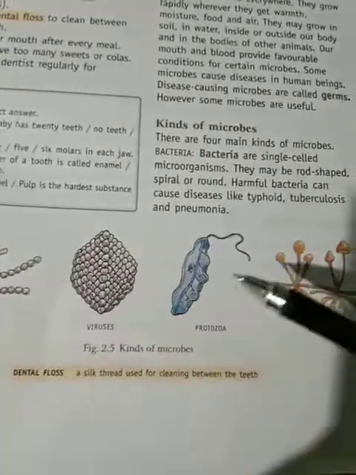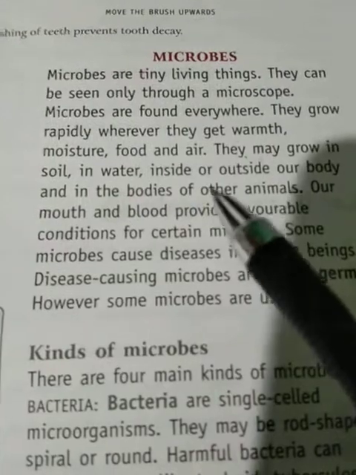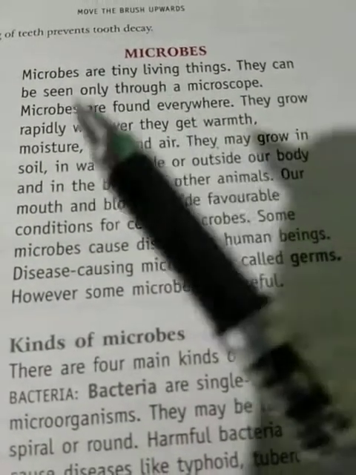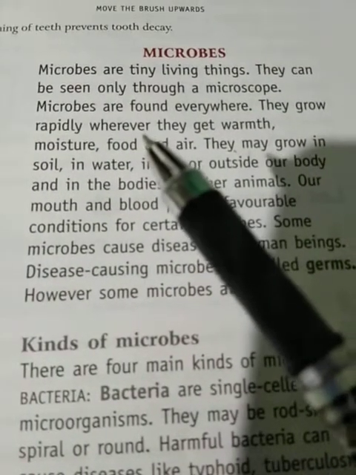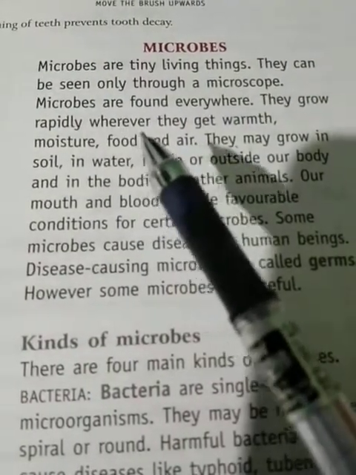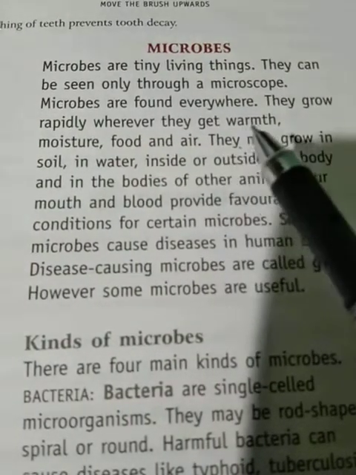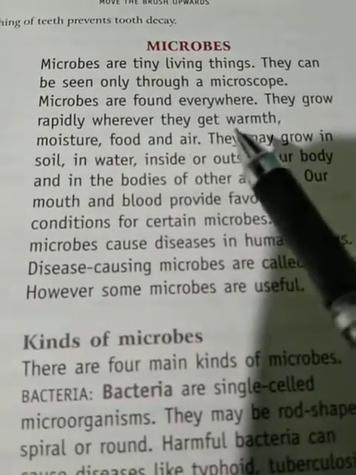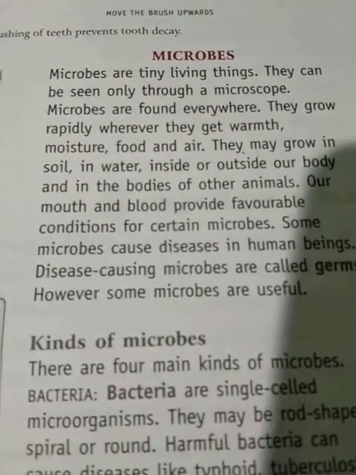Out of these four categories, any one of them can be a microbe. That means a microorganism. Now these microorganisms are available everywhere in our environment. So microbes are found everywhere. They grow rapidly wherever they get warmth, moisture, food and air. These four components are essential for them to stay.